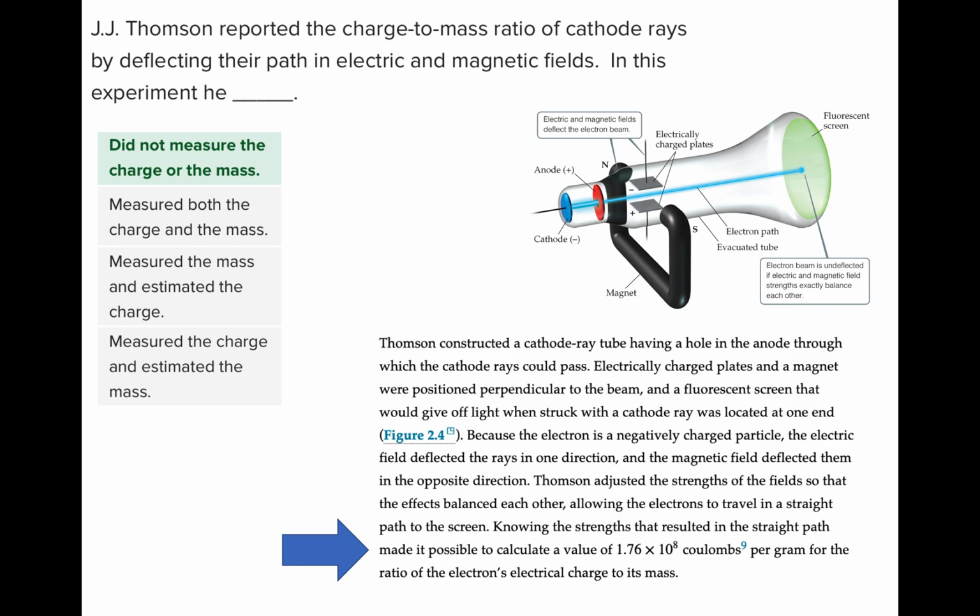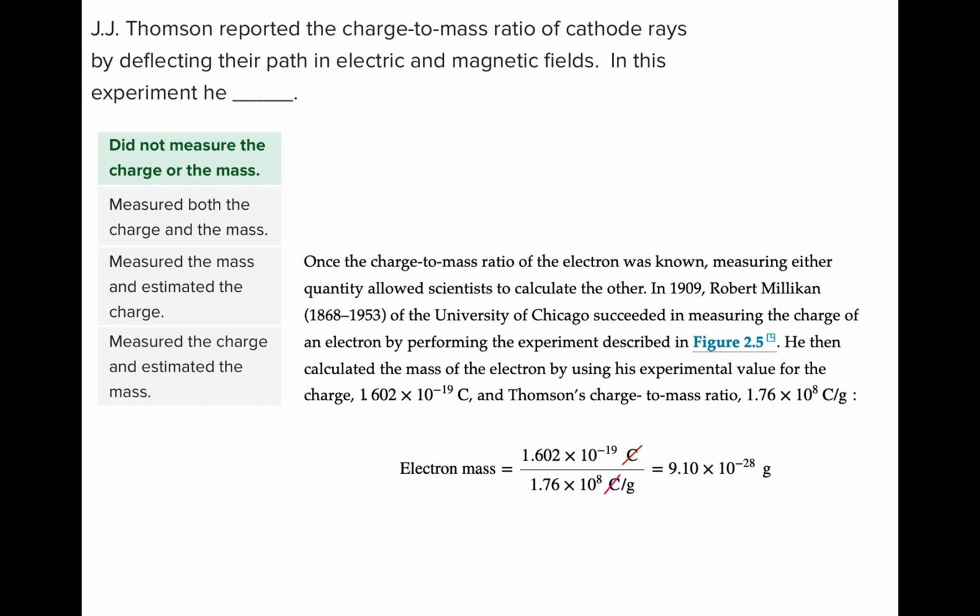He is not individually measuring the charge. He is not individually measuring the mass in this experiment. He's measuring a ratio involving that. It's only subsequent with Millikan's work, where he is actually determining the charge of the electron, that you get a distinct value for the charge of the electron and subsequently the mass of the electron.